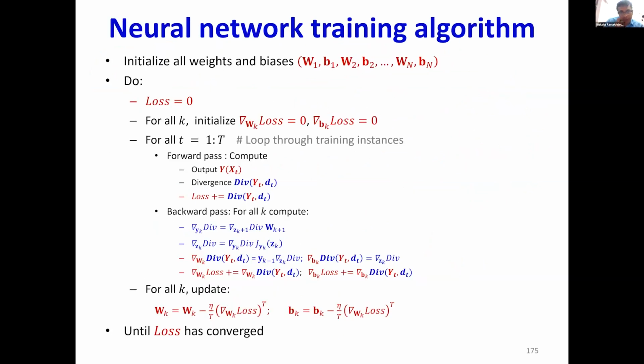So the network training algorithm in vector format is, you're going to compute for every training instance the output and the divergence. Then you're going to go backward and compute the derivative of the divergence with respect to all the parameters. And then you average the derivative of the divergence with respect to the parameters by aggregating them and dividing by the number of samples. And this is your standard gradient descent rule.